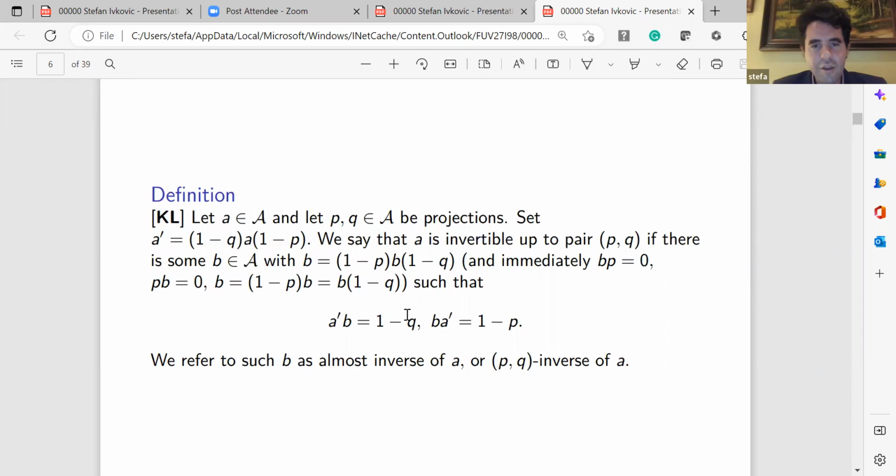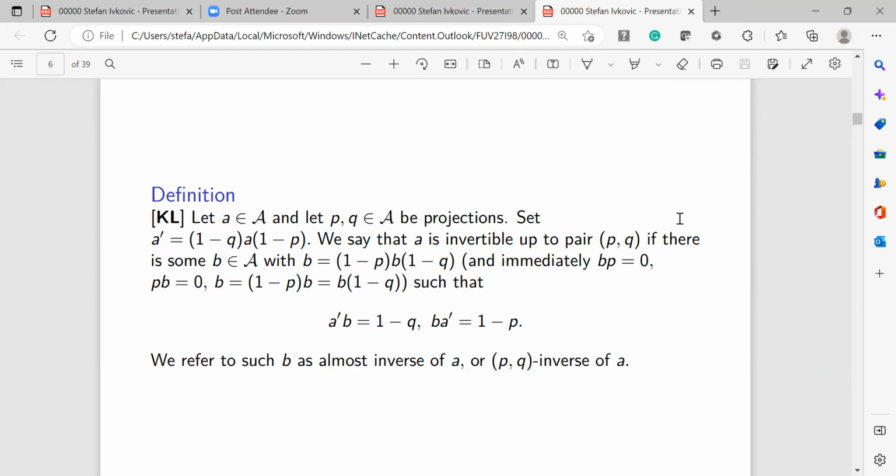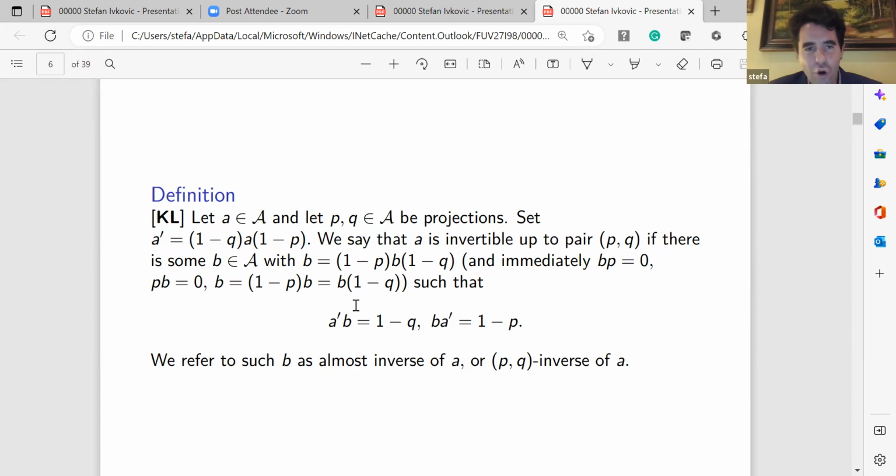In this sense here, as I defined. So it means invertible up to pair. So it's not pure invertibility, but it is up to pair. Or in other way, you can consider this element and say that this element has a Moore-Penrose inverse. This is what you want.